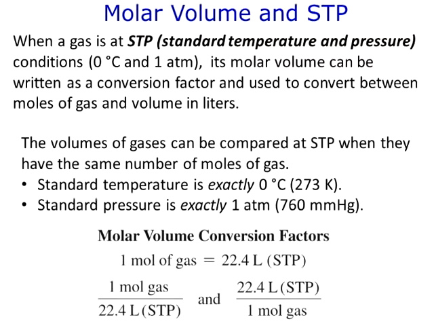STP is a very important concept in understanding the principles of gas laws. So here we go. When a gas is at STP, standard temperature and pressure, those conditions are 0 degrees C, which means 273 K, and 1 atmosphere, which is 760 millimeters of mercury, or 760 torr, or 14.7 pounds per square inch, which we don't use in the SI system. But that's what standard temperature and pressure is. Those are the values for standard temperature and pressure.